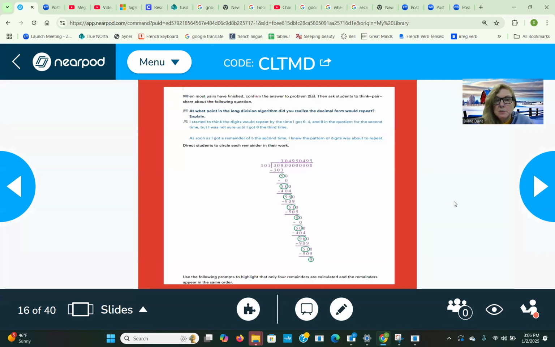Some of your answers might have been, I started to think the digits would repeat by the time I got 049 in the quotient for the second time, but I was not sure until I got a 0 the third time. Or you might have said something like, as soon as I got a remainder of 5 the second time, I knew the pattern of digits was about to repeat.